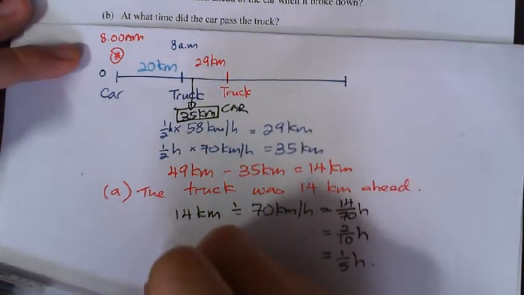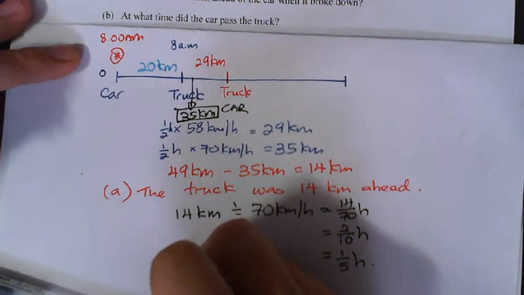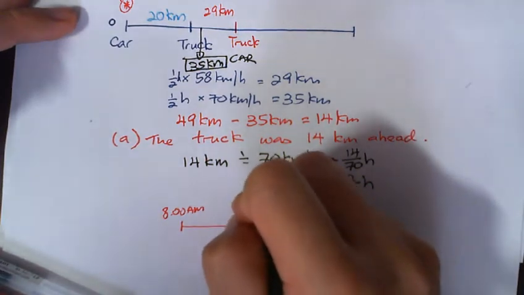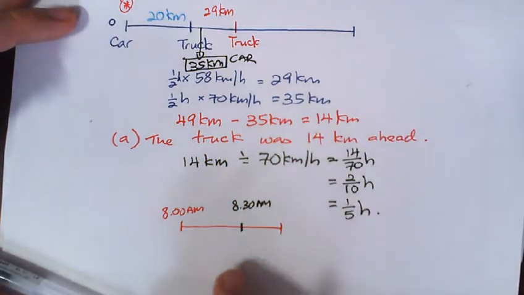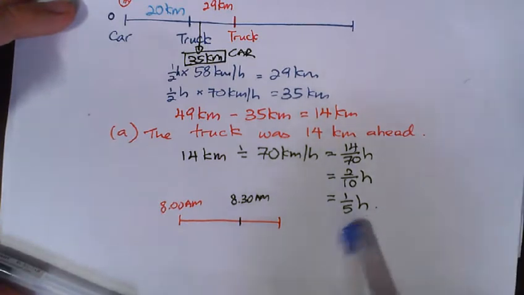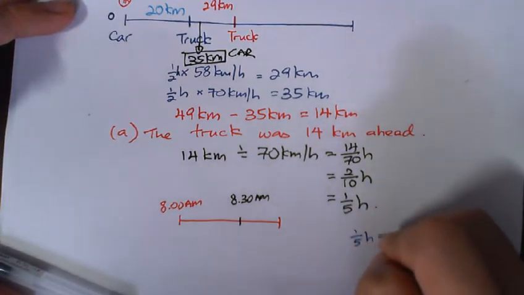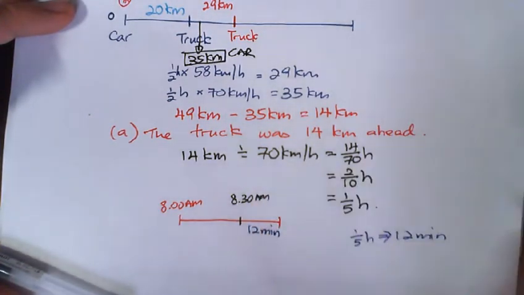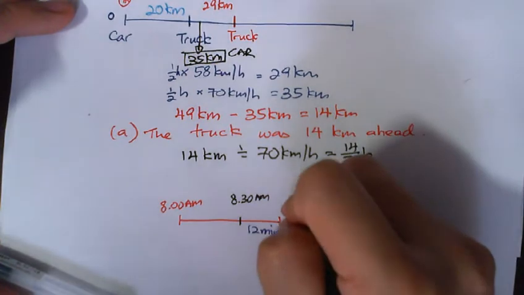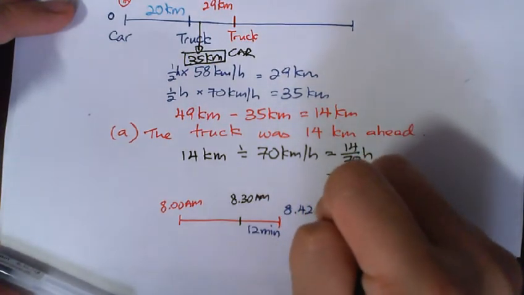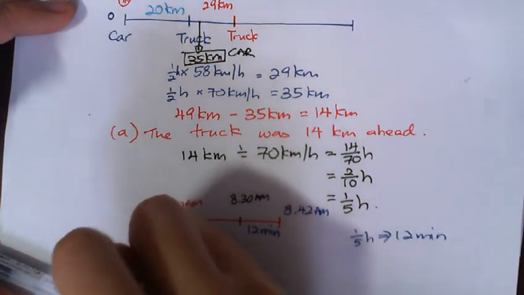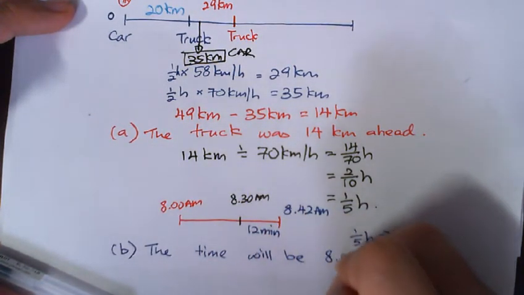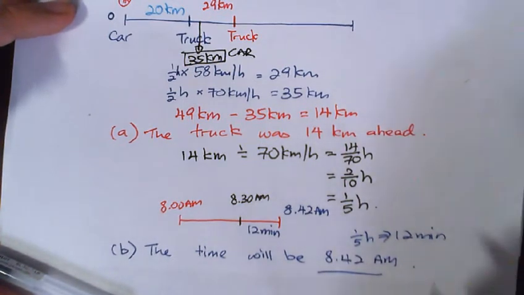Using our timeline, this is 8 AM. Then after that we know at 8:30 the truck broke down, and I need another 1/5 of an hour. 1/5 of an hour is how many minutes? It's 12 minutes. So I add on another 12 minutes. It will be 8:42 AM. The time will be 8:42 AM. That's it. Solved.